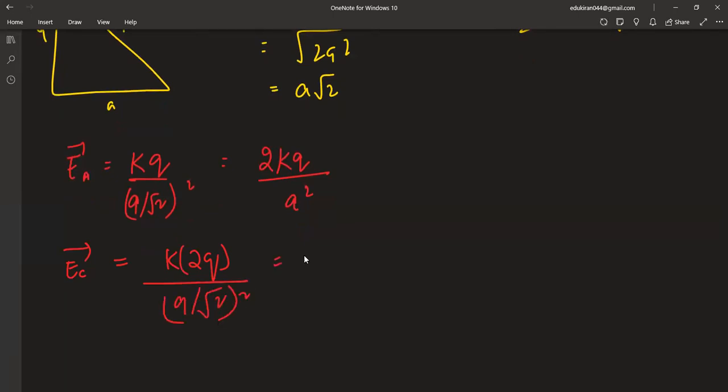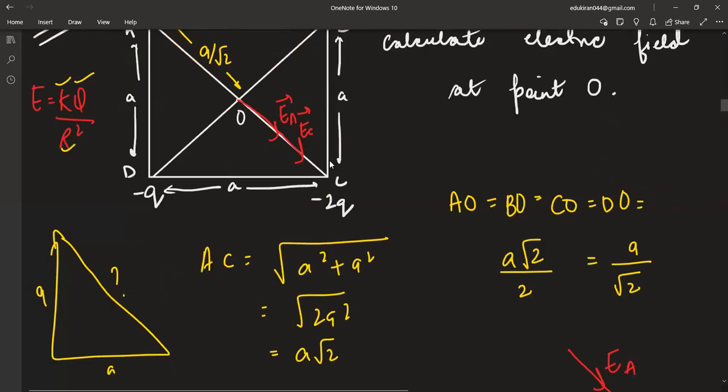So again, this root 2 into root 2 will go up and get multiplied with this 2. So that becomes 4kq divided by a square. So we have this branch, which has EA and EC. Now, class, one thing: they both are in the same direction. So let's solve this branch, EA and EC, and have a final answer towards this side.